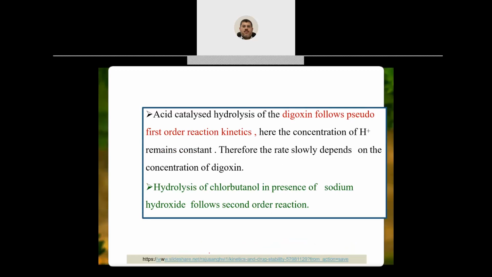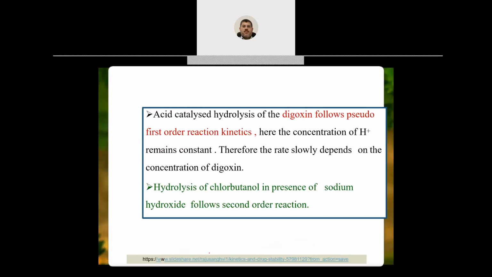This is an example also of drugs that are degraded by some factors, like acid catalyzed hydrolysis of digoxin. It follows pseudo first order reaction kinetics. So we mentioned last time what's the meaning of pseudo first order. It means the reaction itself is not a first order reaction, but maybe due to excess of one reactant compared to the other, it will go in the first order rate.